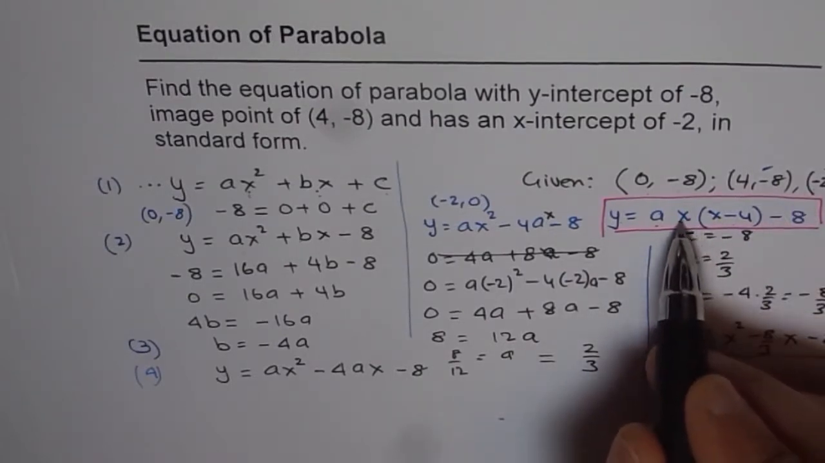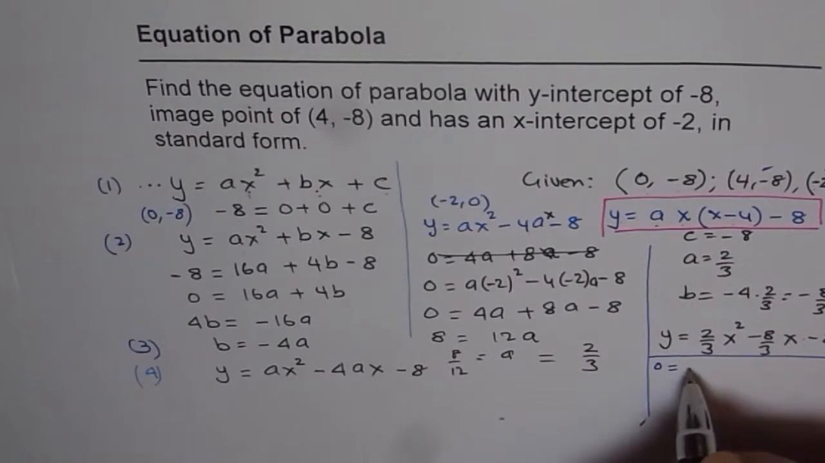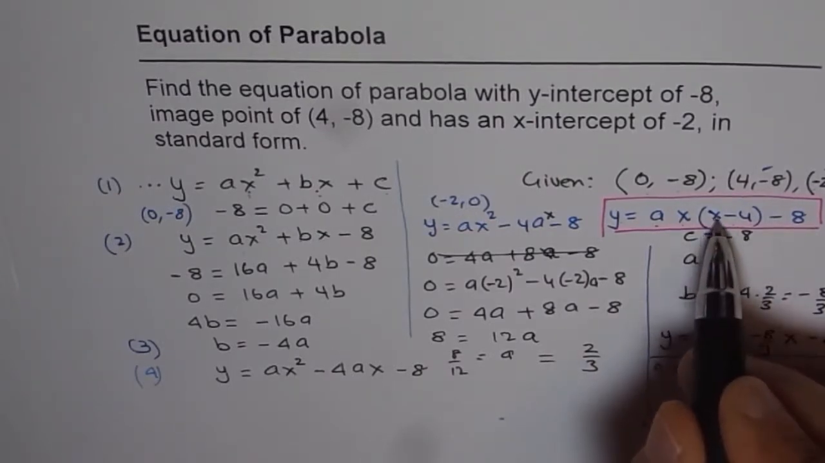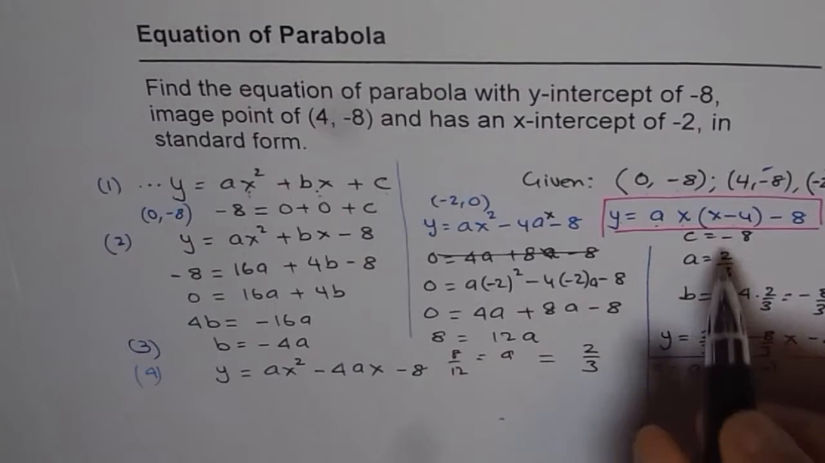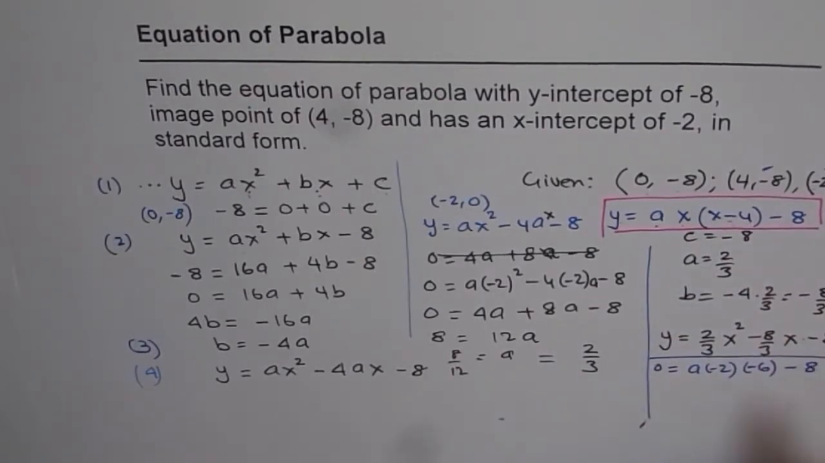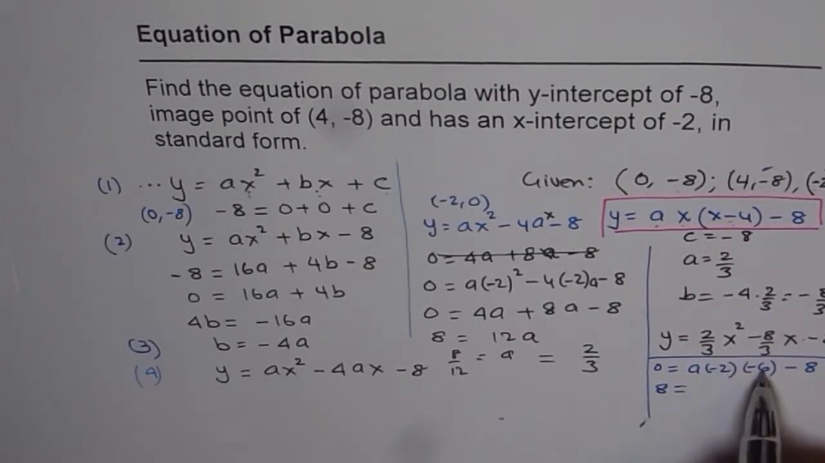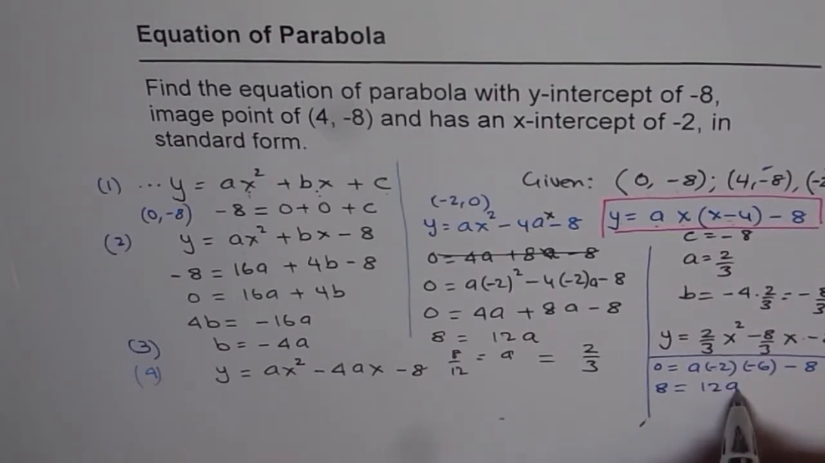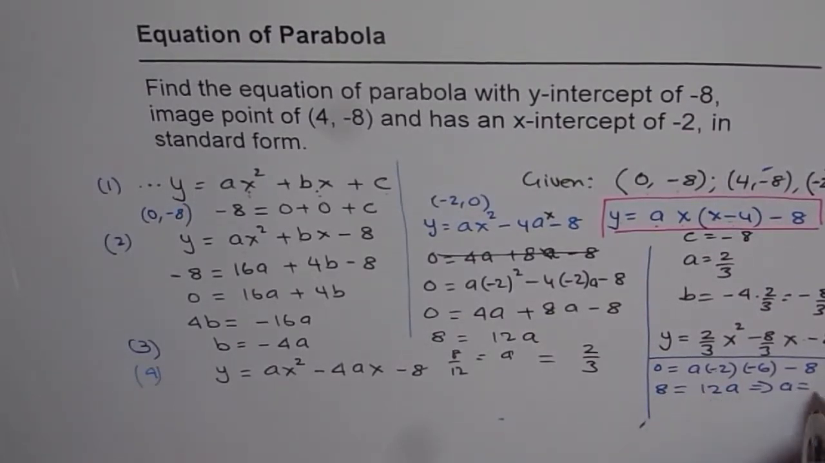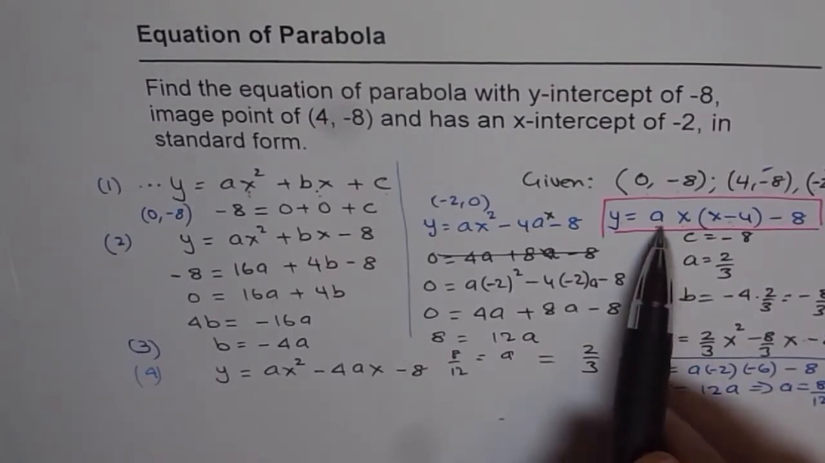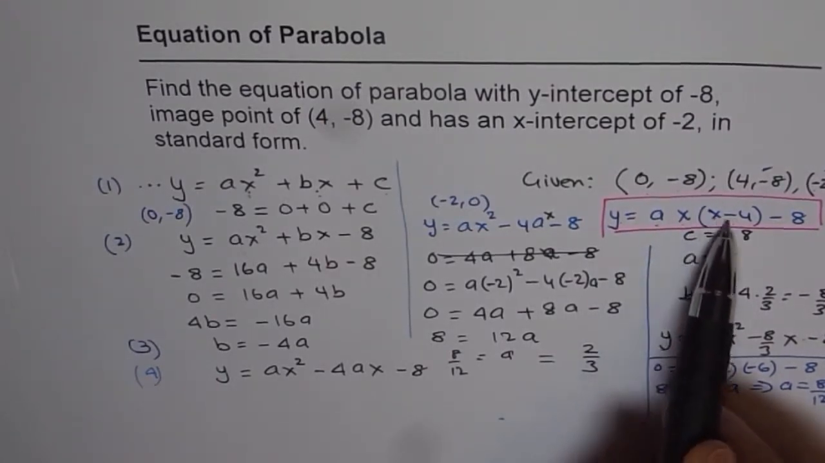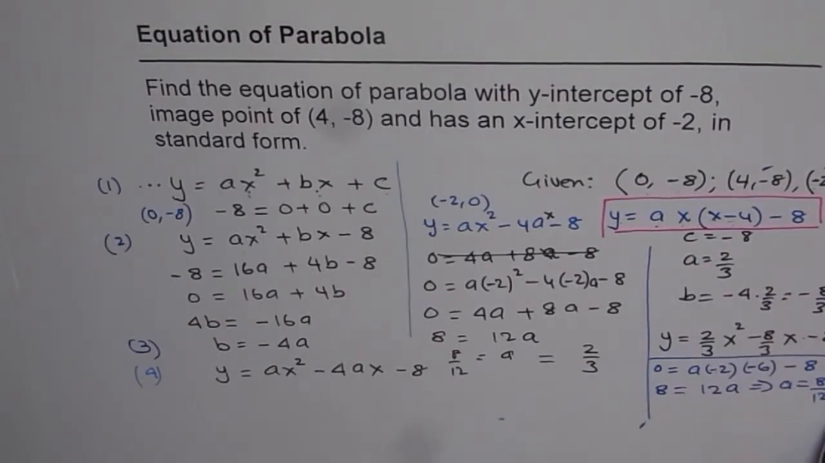So minus 2 for x and 0 for y. We get 0 equals a times minus 2, and if I write minus 2 here, I get minus 6, right? Minus 2 minus 4 minus 8. So you can simplify. Minus 8 comes to this side, which is 8. Minus 2 times minus 6 is 12, so we get 12a. From here, you can say a equals 8 over 12, and dividing by 4, you get 2 over 3, right? So once you get 2 over 3, you can write 2 over 3 times x minus 4 minus 8. So you get your equation.